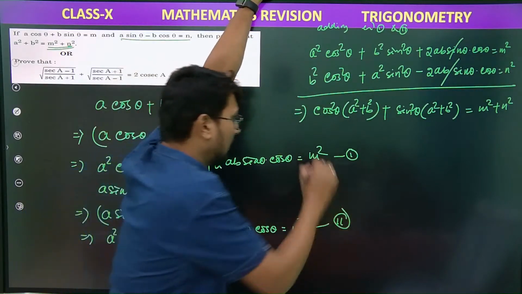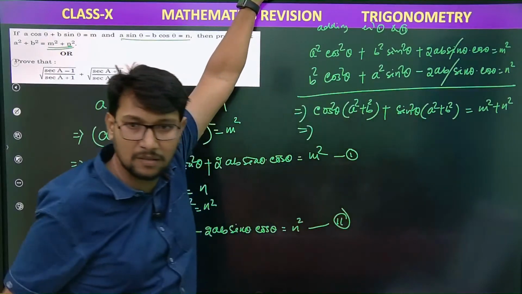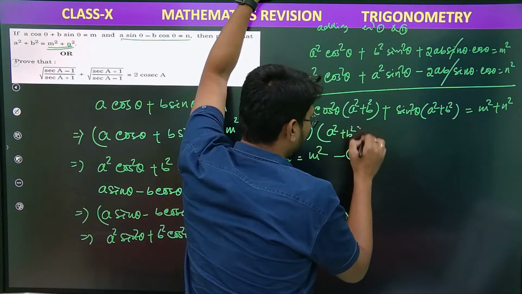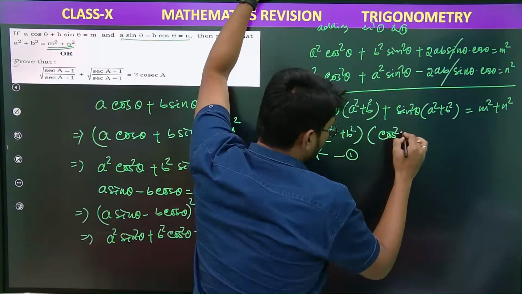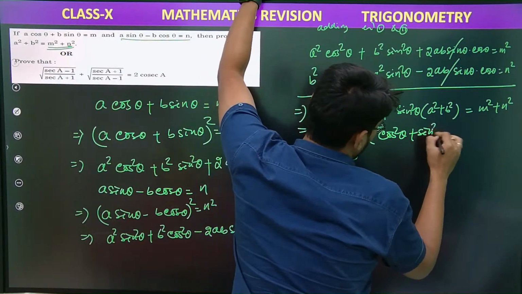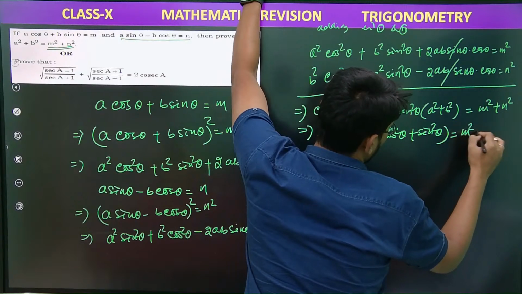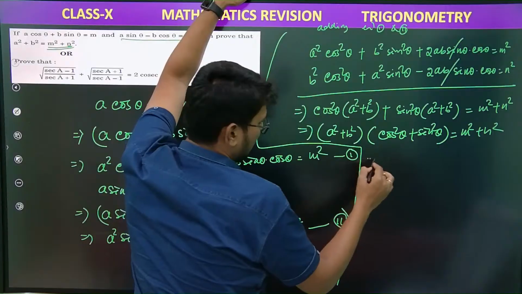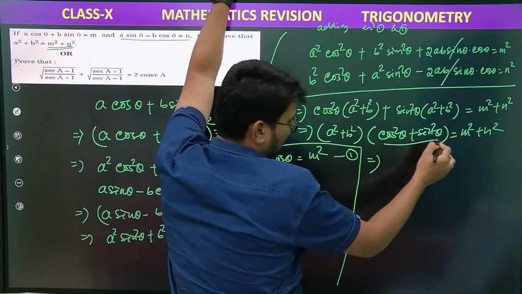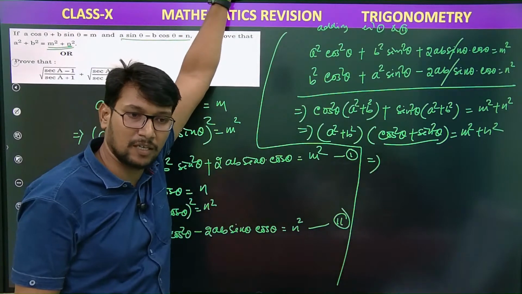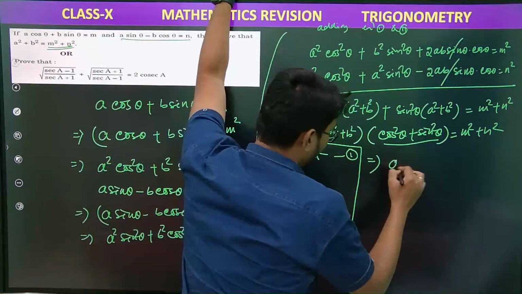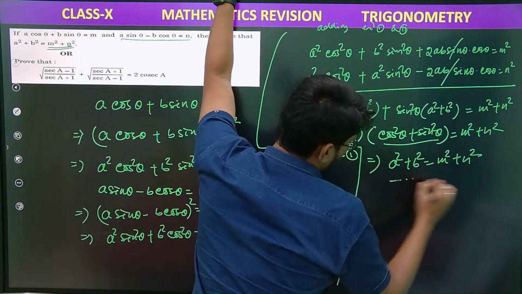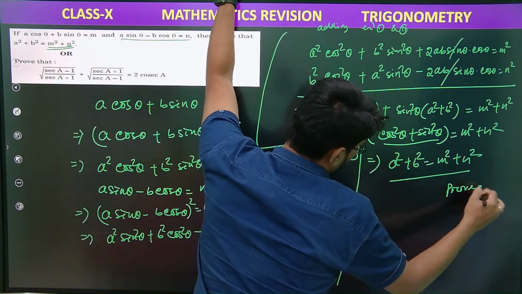Done. Now what is common here? A square plus b square. What is left? Cos square theta plus sin square theta equals m square plus n square, right? Then say, cos square theta plus sin square theta is 1. Hence left side a square plus b square equals m square plus n square, proved. Okay?